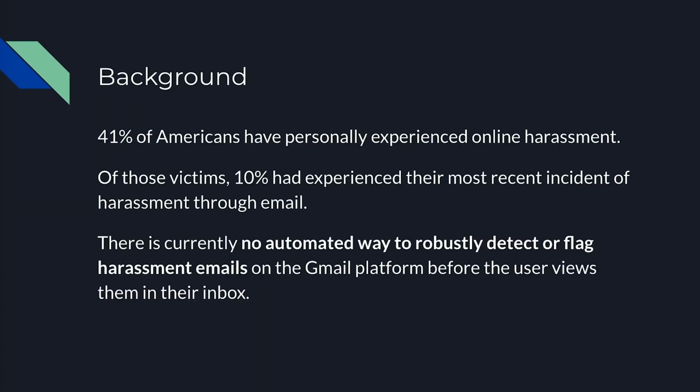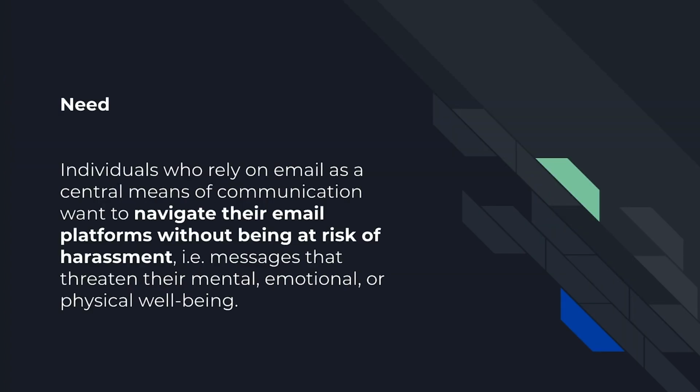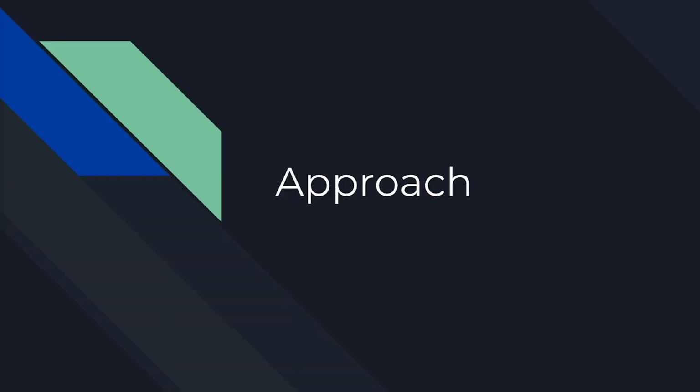According to Pew Research in 2017, around 41% of Americans had personally experienced online harassment, and among those victims, 10% had experienced their most recent incident of harassment through email. There is currently no automated way to robustly detect or flag harassment emails on popular email platforms such as Gmail before the user views them in their inbox. Individuals who rely on email as a central means of communication want to navigate their email platform without being at risk of harassment. The approach for our research was as follows.